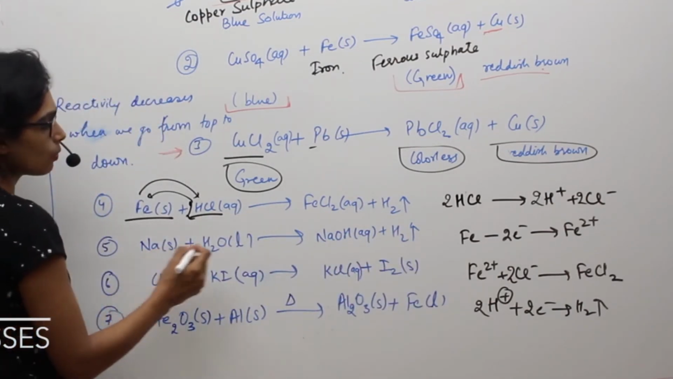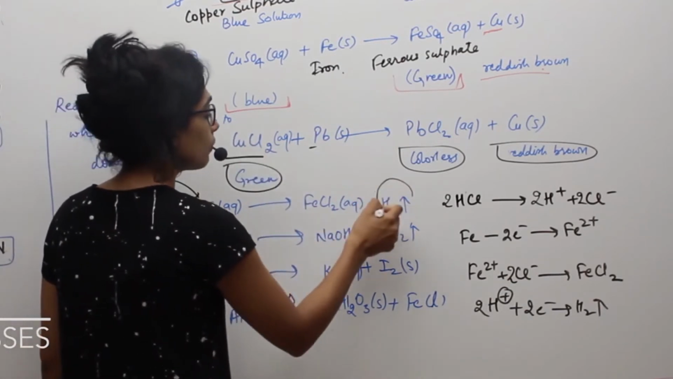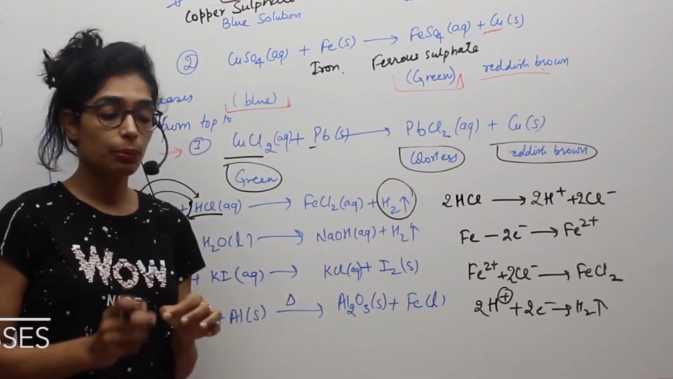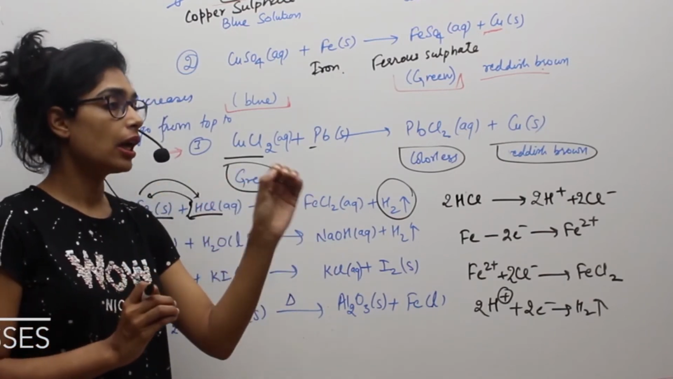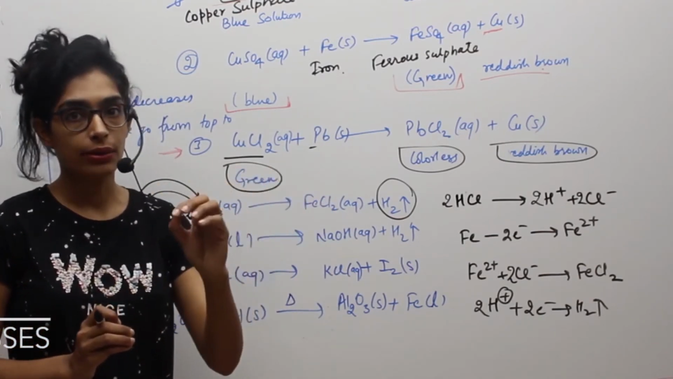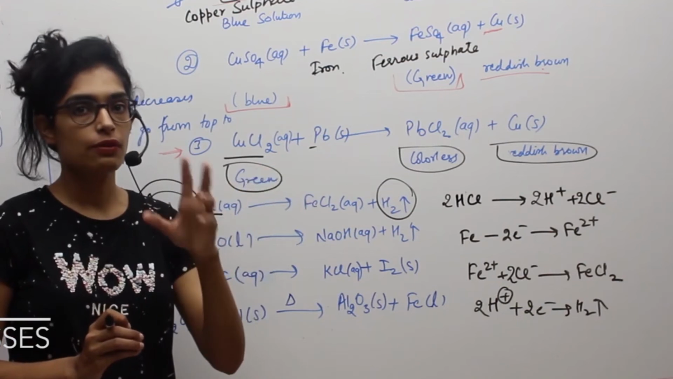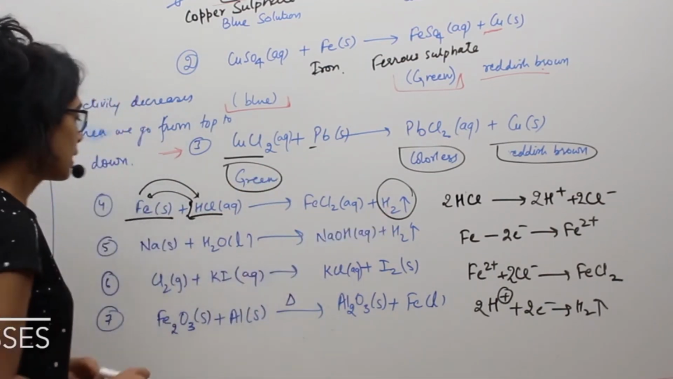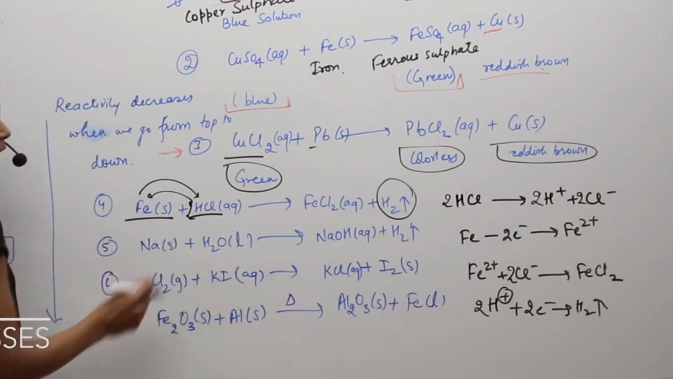In the previous example, what we can see is the release of hydrogen gas. How do we detect the hydrogen gas? If you bring a burning matchstick near the place where hydrogen gas is getting released, we hear a pop sound. If it gives you the pop sound, that means the gas getting released is hydrogen gas. Next is the reaction of sodium with H2O.